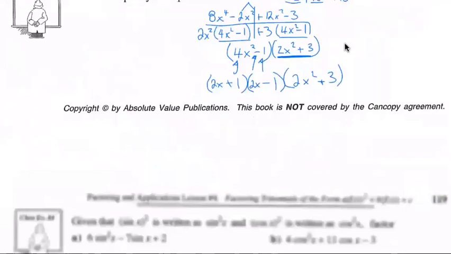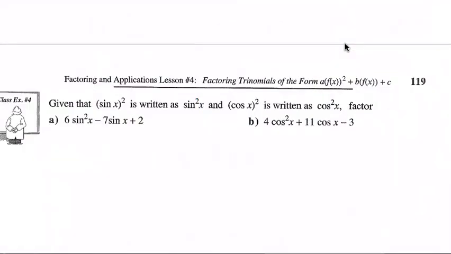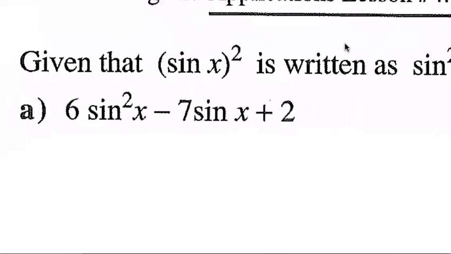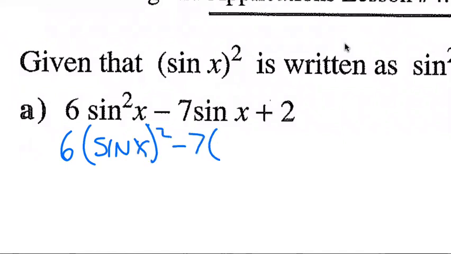Over the page. Now we actually get to see, maybe this one looks a little more complicated than it really needs to be, right? So we've got sine and cosine values in there. Given that sine x all squared is written as sine squared x and cos x all squared is written as cos squared x, factor those two questions. So let's start with A. First, we're going to go 6 bracket sine x squared minus 7 bracket sine x plus 2.